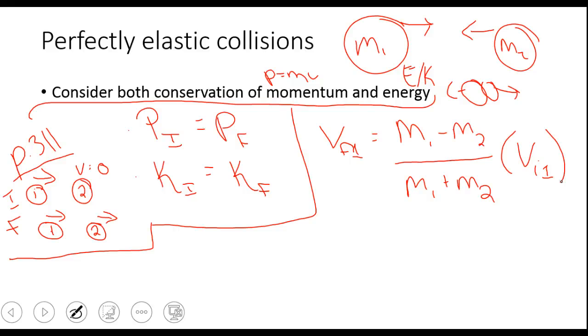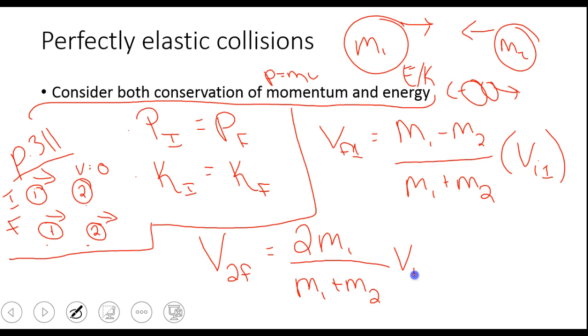And then the other question we'll be asking is, okay, when object 1 runs into object 2, that was originally sitting still, how fast is object 2 going to be going? That's that second equation: the final velocity of object 2 is equal to 2 times the mass of object 1 all over the mass of 1 plus the mass of 2, multiplied by, again, that initial velocity of object 1.